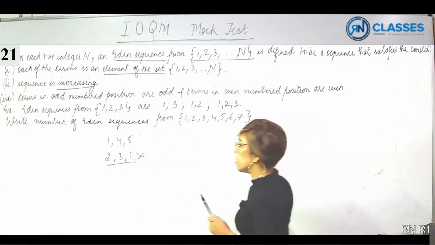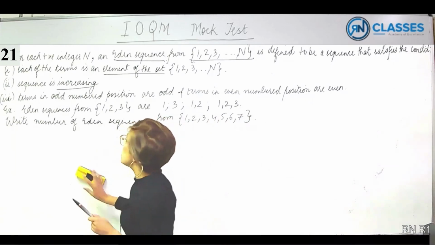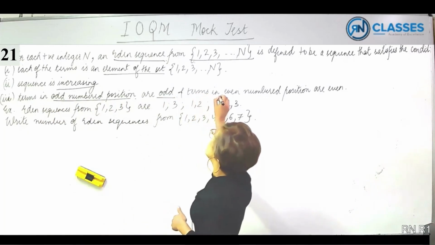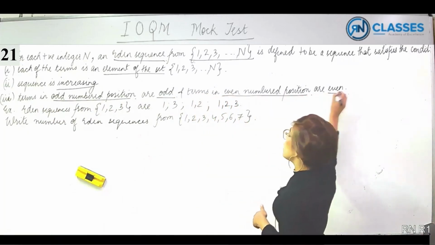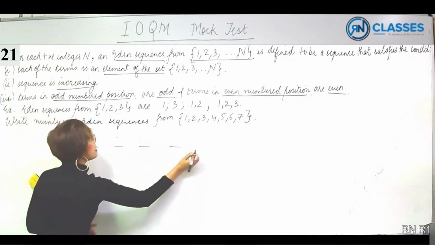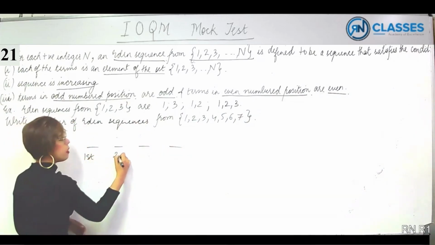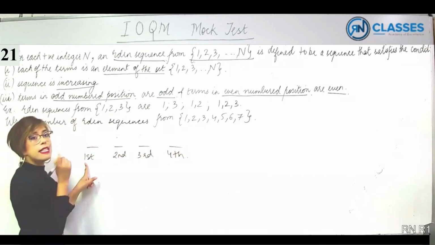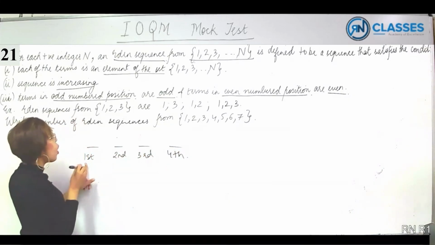Right? Okay, so we understand the meaning. Then also he says that terms in odd number position are odd, and terms in even number position are even. So any sequence, if I take any sequence, I can see that this is the first place, this is the second place, this is the third place, this is the fourth place. So first place, it's an odd number, so that means odd numbers would be there.